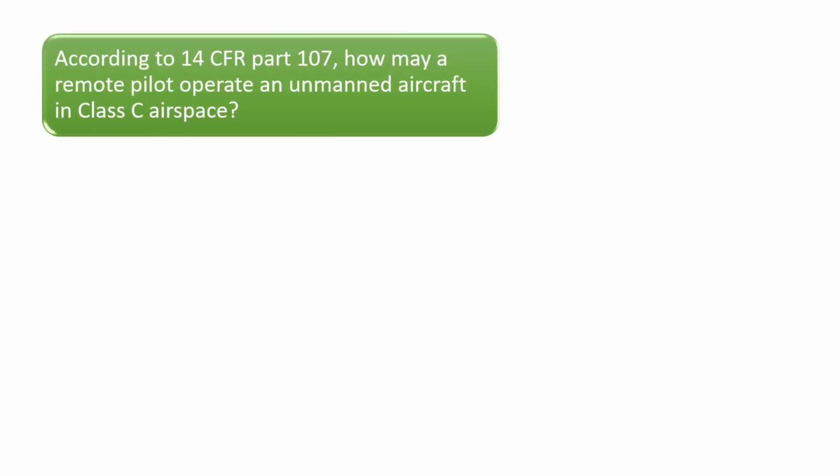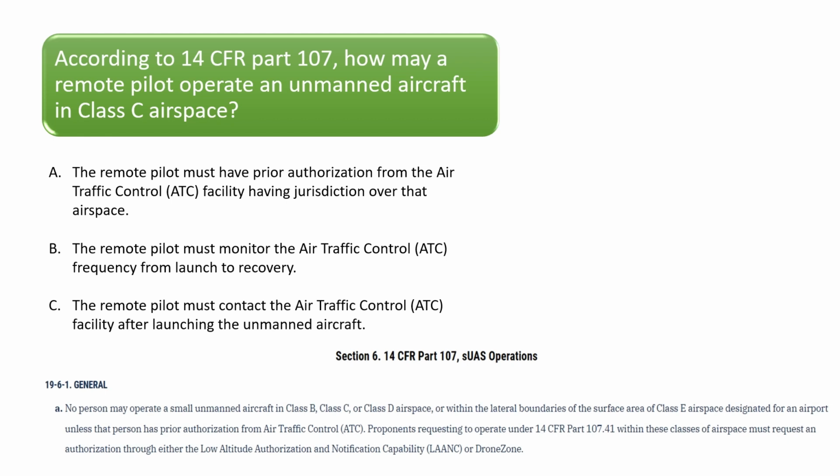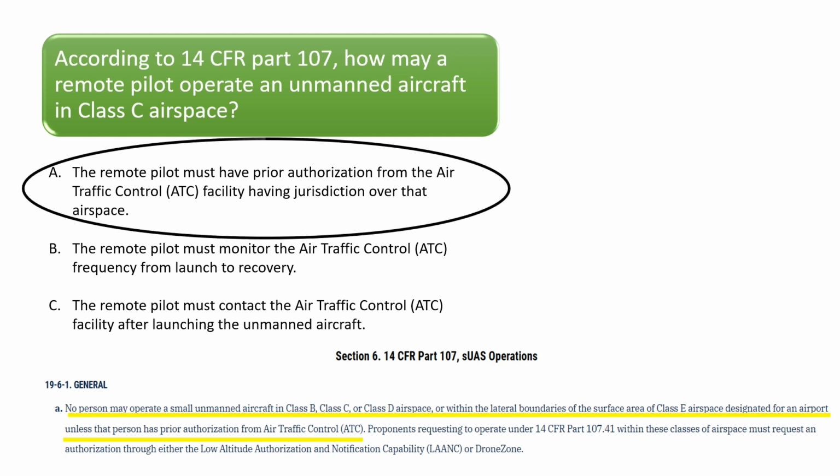According to CFR Part 107, how may a remote pilot operate an unmanned aircraft in Class C airspace? As you can see from 14 CFR Part 107, which highlights the regulations regarding small, unmanned aircraft operations, no person may operate a small, unmanned aircraft in controlled airspace which includes Classes B, C, D, and within the lateral boundaries of the surface area of Class E airspace unless that person has prior authorization from air traffic control. The correct answer is A.